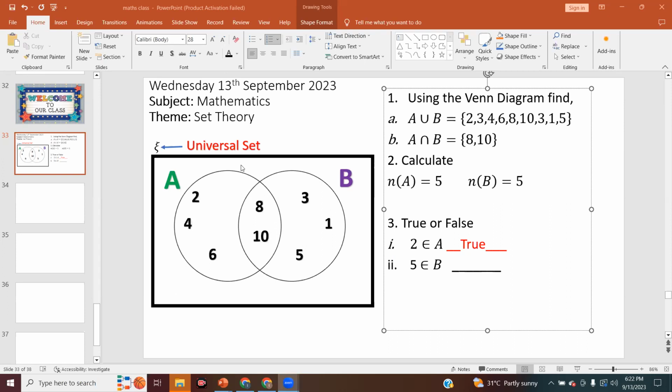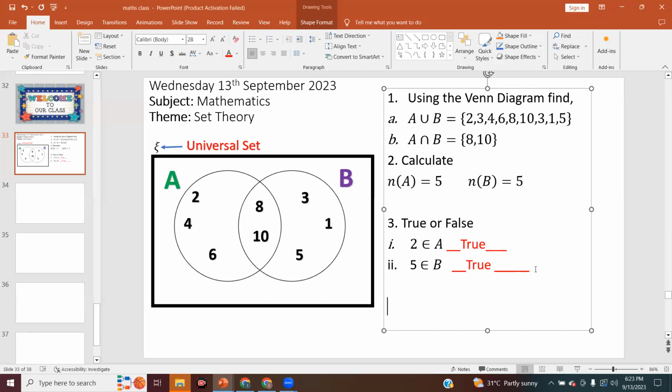Jalen, can you hear me? Yes, sir. You say 5 is an element of B. You believe that that's correct? Yes, sir. It's true. Why? Because 5 is inside of the circle that contains B. I mean, the circle of B. Yes, sir. That's correct. So the answer is true. So 5 is indeed an element of B.